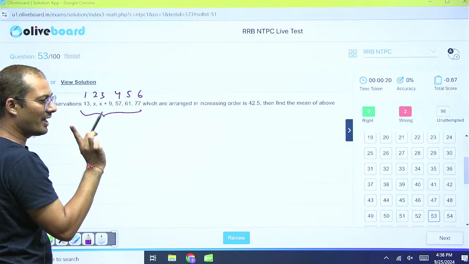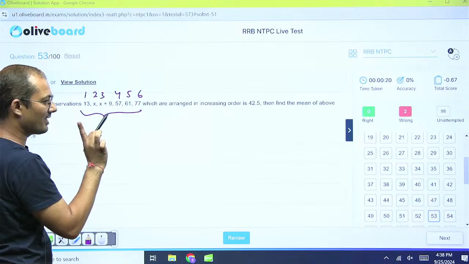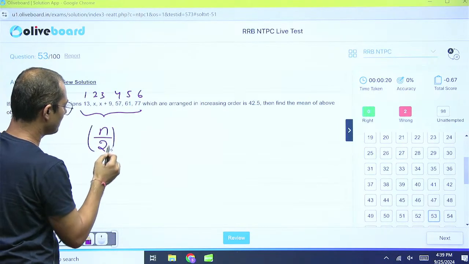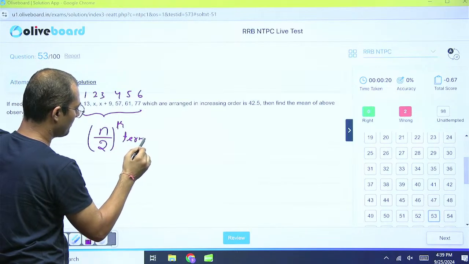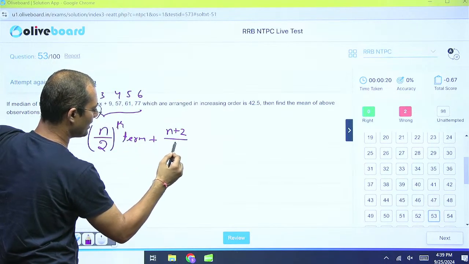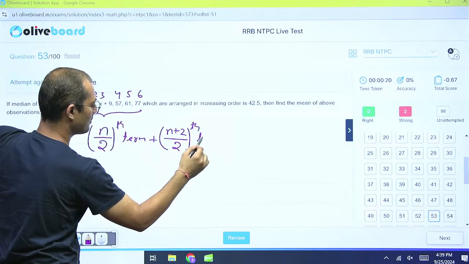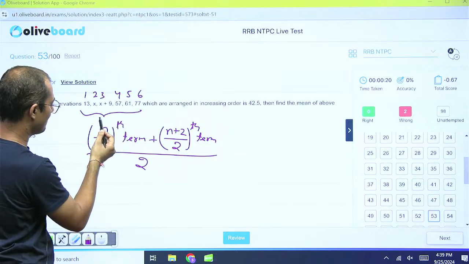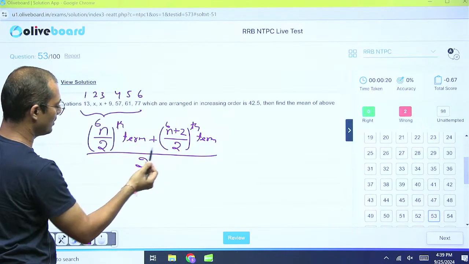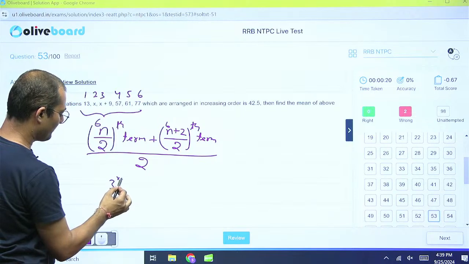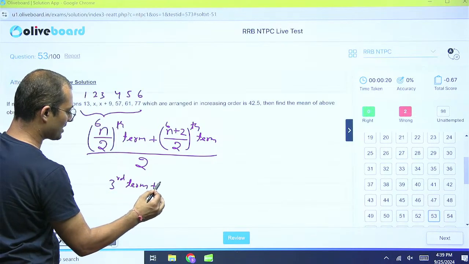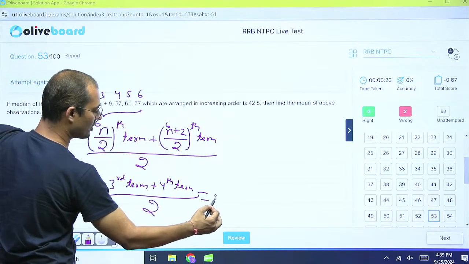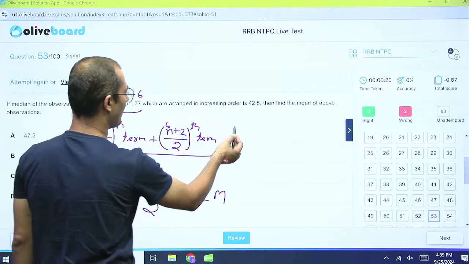We know that if we have an even number of observations, in that case the median would be the n divided by 2 th term plus the n plus 2 divided by 2 th term, divided by 2. So here n is equal to 6. We put n equal to 6, 6 plus 2, so this would be equal to the 3rd term plus the 4th term divided by 2. So this would be equal to the median, right? So here the median is 42.5.